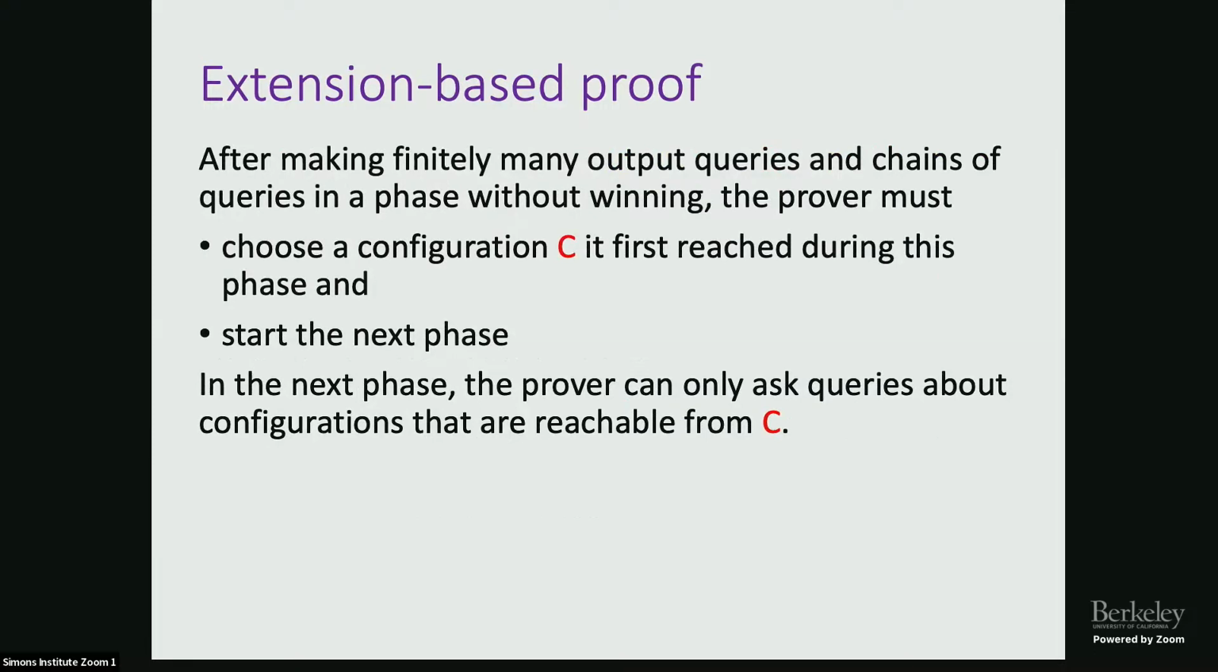After making finitely many output queries and chains of queries without winning, the prover must choose a configuration C it first reached during this phase, and then it starts the next phase. This phase is the same, except that the prover can only ask queries about configurations that are reachable from this new configuration C.